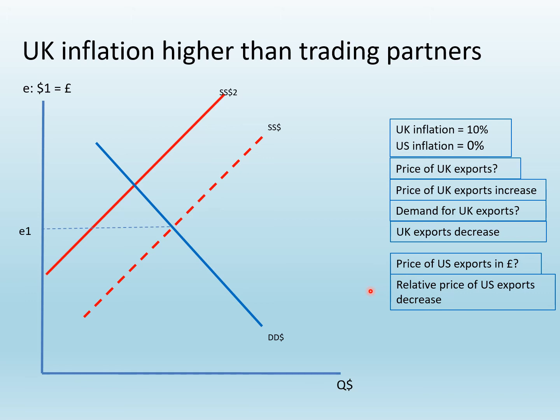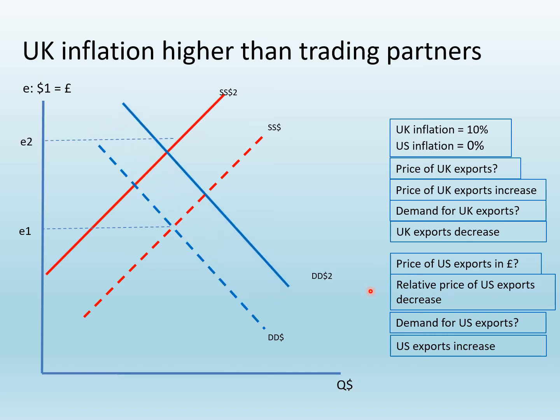US export prices have a 0 change. UK exports of comparable goods have a 10% price increase, and the consequence is that US exports in relative terms are cheaper. Demand for US exports obviously increases, and because the UK is now demanding more US exports, they demand more dollars to pay for those exports. And the net overall effect of that sequence of events is that the pound depreciates from point E1 to E2.